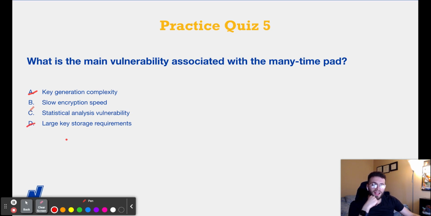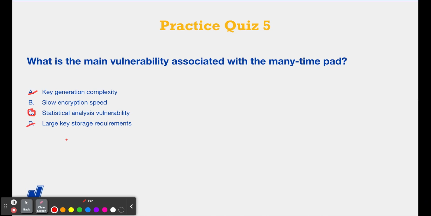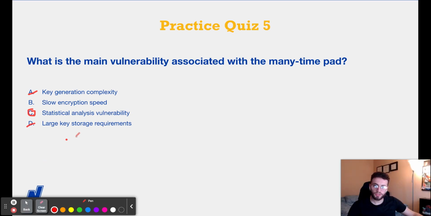And then the statistical analysis vulnerability is going to be the correct answer in this situation, just because, as we mentioned before, we're using the same key multiple times, and a many-time pad introduces vulnerability to statistical analysis. So an attacker could potentially decrypt the ciphertext by exploiting patterns resulting from a key being reused. So that's why C is the correct answer in this situation.